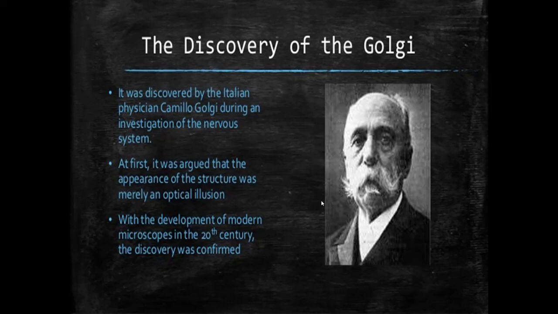So this Golgi complex was first discovered by Italian physician Camillo Golgi during an investigation of the nervous system. At first it was argued that the appearance of the structure was merely an optical illusion. With the development of modern microscope in the 20th century, the discovery of Golgi apparatus was confirmed.